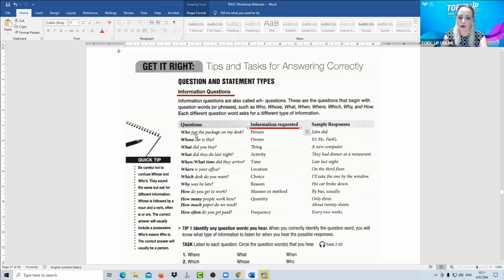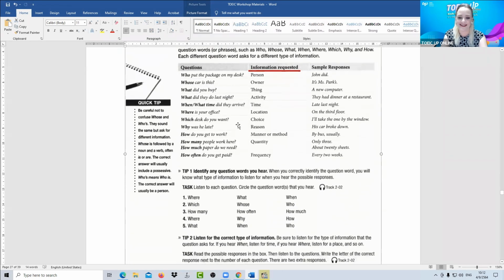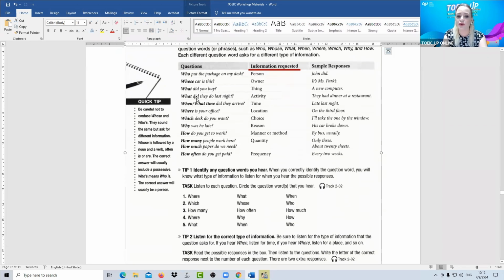So for example, who put the package on my desk? We are listening for a person. Okay, whose car is this? We are listening for the owner because it's the possessive pronoun. What did you buy? We are listening for a thing. What did they do last night? If you've got what and do in the sentence, we are listening for an activity.